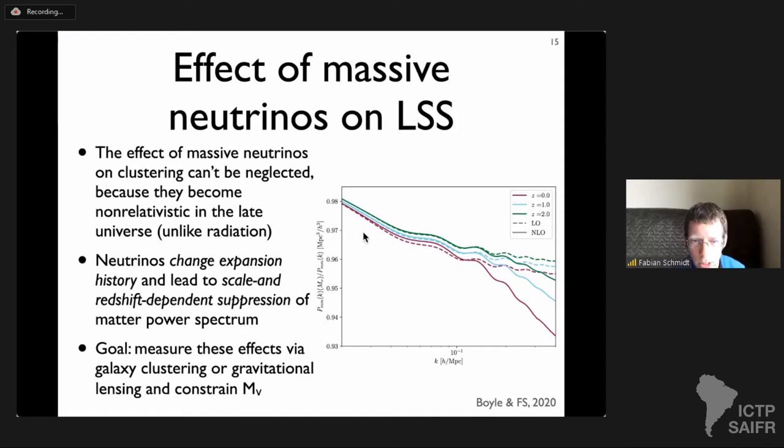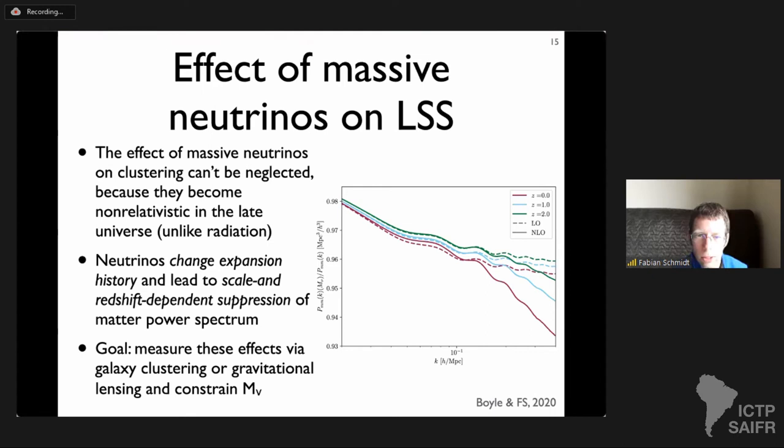And the suppression is basically, the relative suppression is higher at lower redshift because the effect builds up over time. So now if we measure the total clustering power spectrum using gravitational lensing, or we measure velocities using redshift space distortions, then we can in principle detect this effect and constrain it. And a lot of active work is going into modeling this effect precisely.